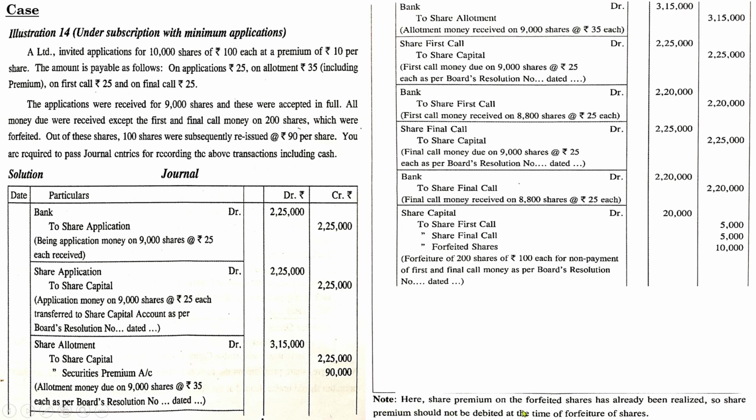The share premium on forfeited shares has already been realized, meaning the company has already received the amount of premium. So the company need not worry anything about its cancellation. So the share premium should not be debited at the time of forfeiture of shares. That means at the cancellation, actually what we are doing is cancelling the shares held by a certain person. Since the premium is already received, the company is not going to repay it back.